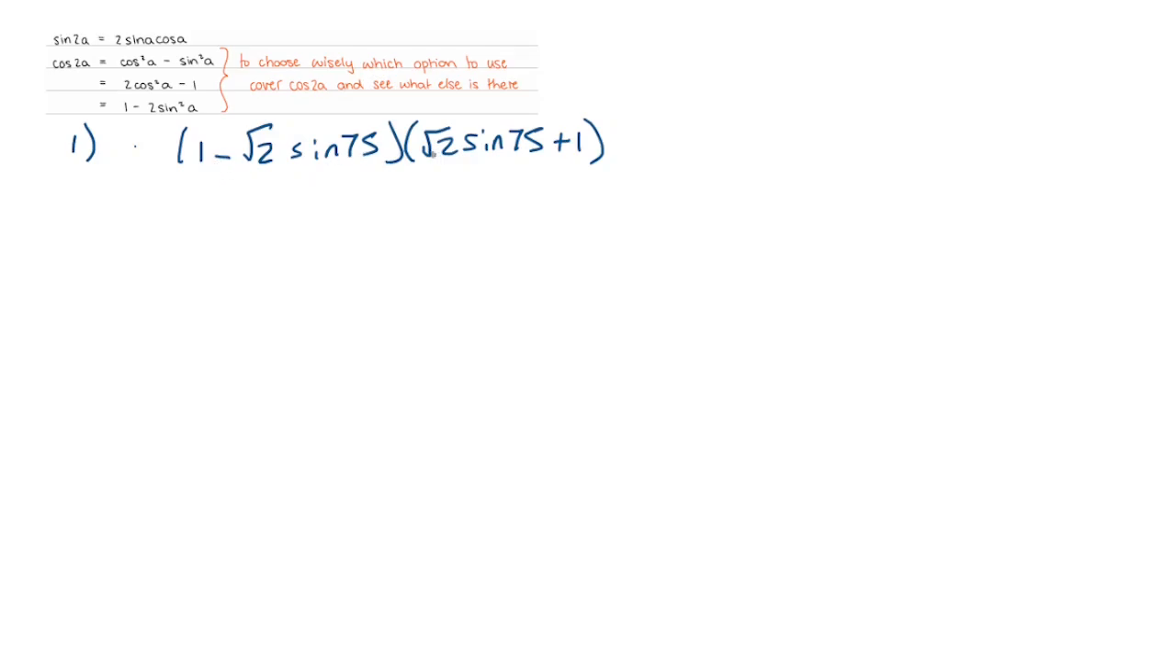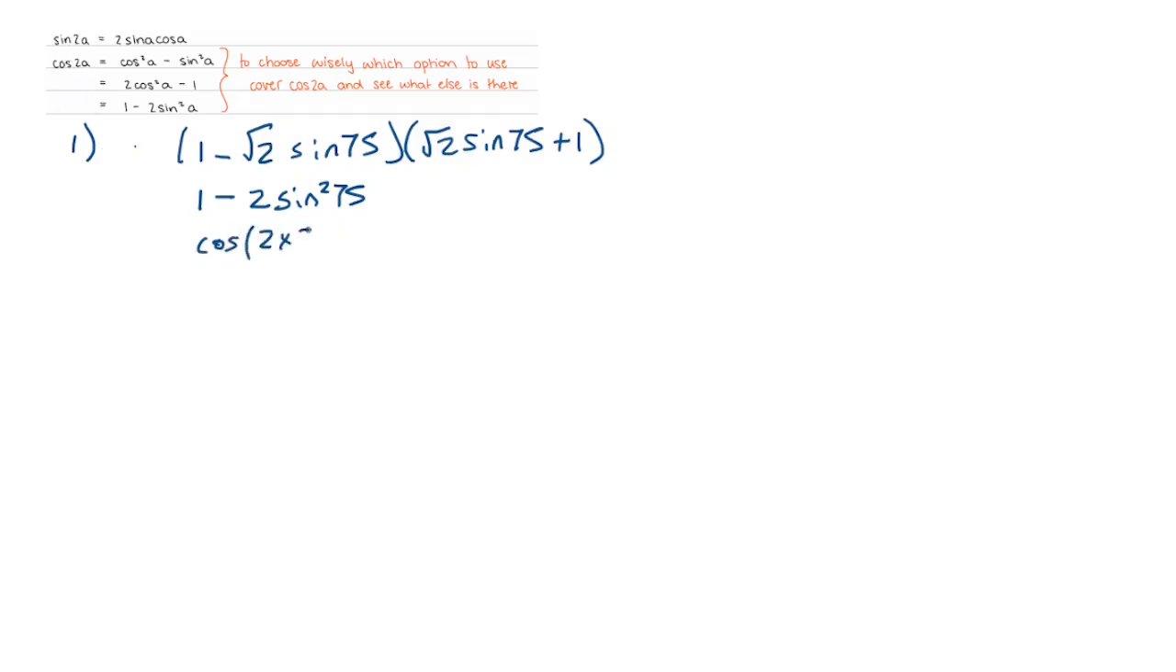So if you notice a difference of squares, you square the first number, so that's still just 1. You always put a minus and you square the second number. So when I square root 2, it's just 2. And when I square sine 75, it becomes sine squared 75. Then I notice very quickly, oh, this is just the double angle. So I can just do double angle of cos.